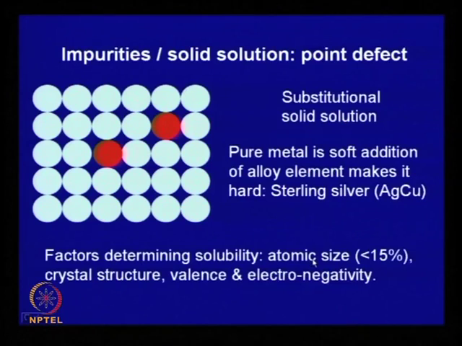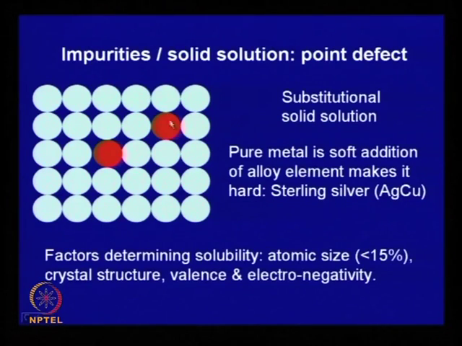So, one is atomic size. If the atomic size is nearly the same, you will find that the two can mix in possibly all proportions, or a large amount of the second element can be taken into solution, as shown here. So, this atomic dimension is the same, so there is no lattice distortion. In this kind of setup, a large amount of the second element can be dissolved in the matrix, but this is very rare. Always you will find there is some difference in size.